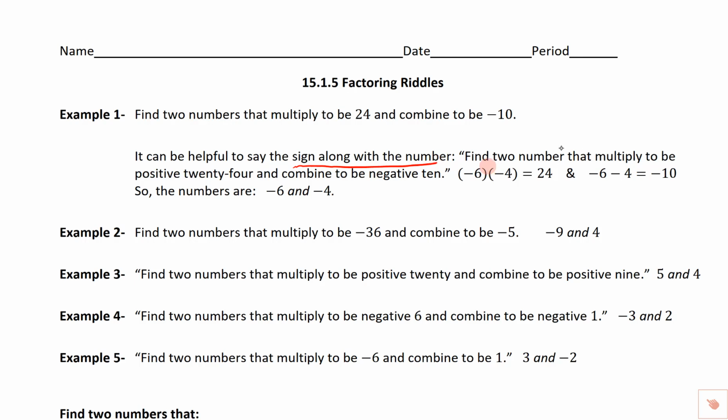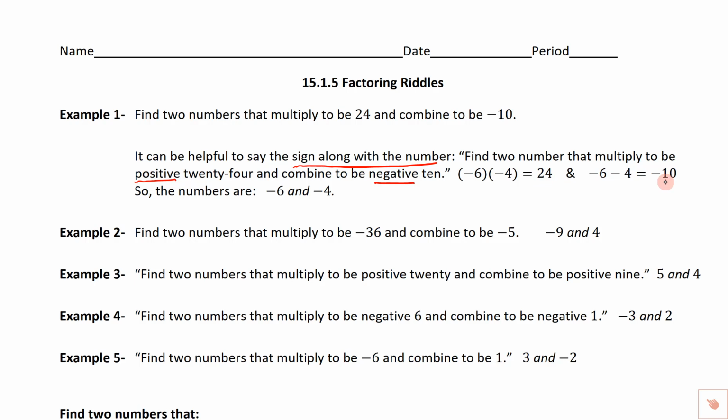So find two numbers that multiply to be positive 24. I know I don't need to say that, but it's a good habit to be in. And combine to be negative 10. Now I do have to say the negative in front of the 10 if I want it to be that way. So the answers on this one are negative 6 and negative 4, because negative 6 times negative 4 is positive 24 and negative 6 minus 4 is negative 10.